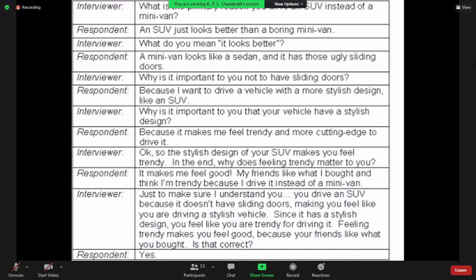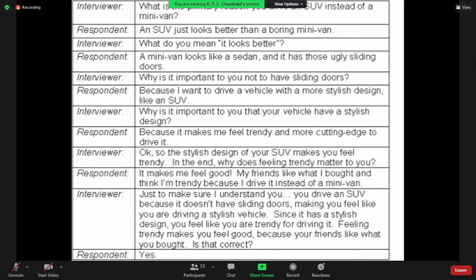Then the interviewer asks, why is it important to you that your vehicle has a stylish design? Now the researcher is trying to move to psychological consequences. Because it makes me feel trendy and more cutting edge to drive. It's a psychological value, that kind of benefit actually.